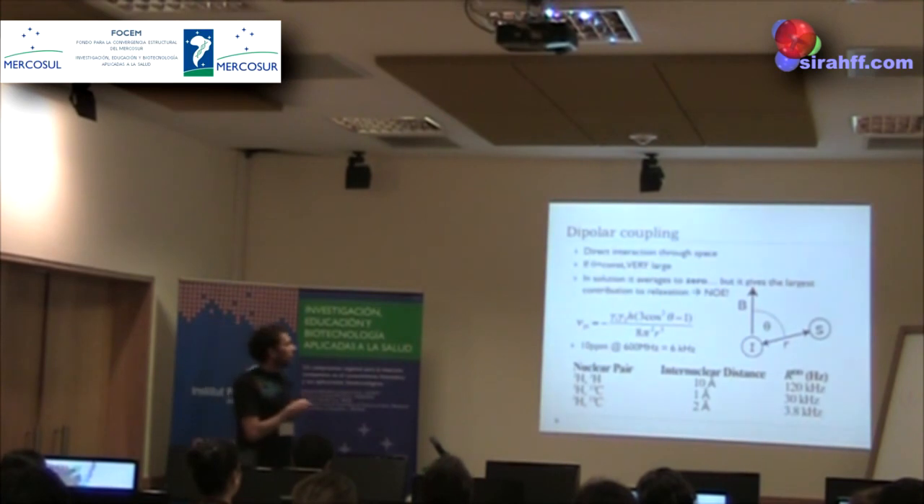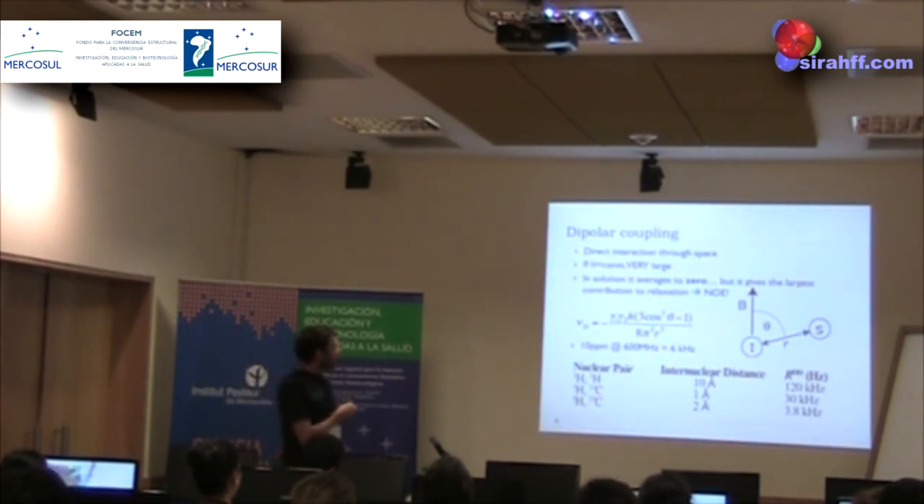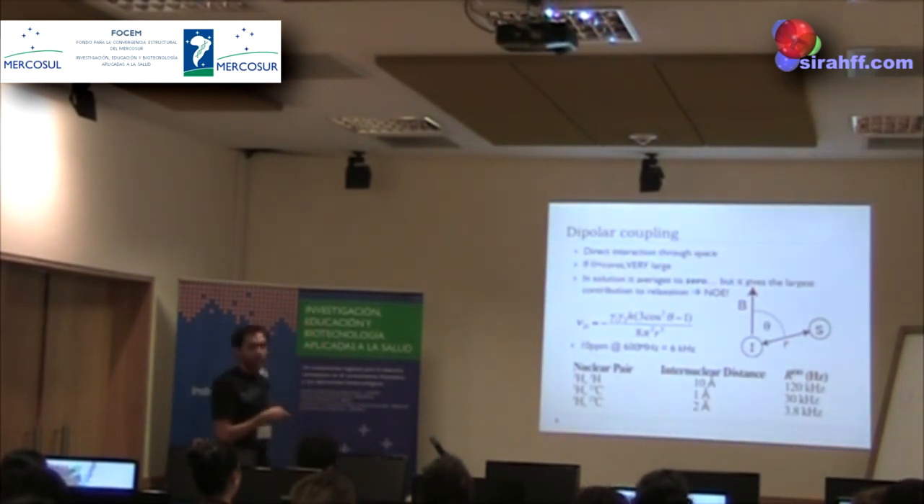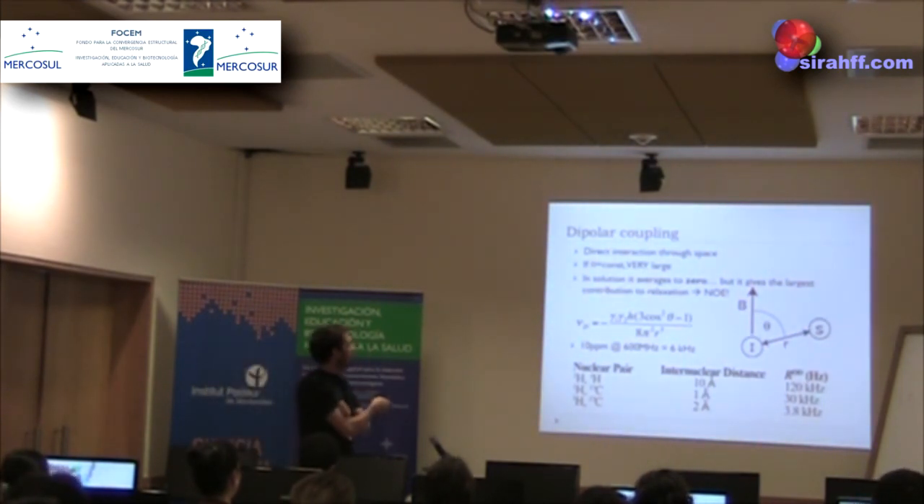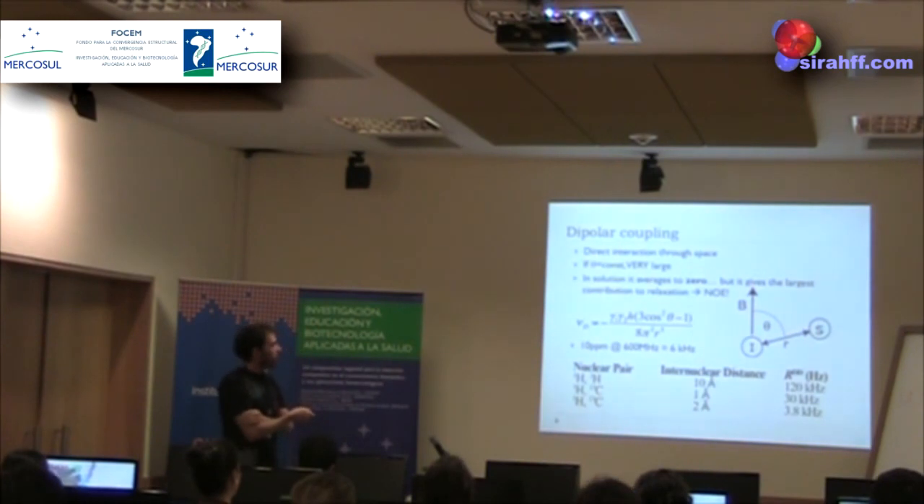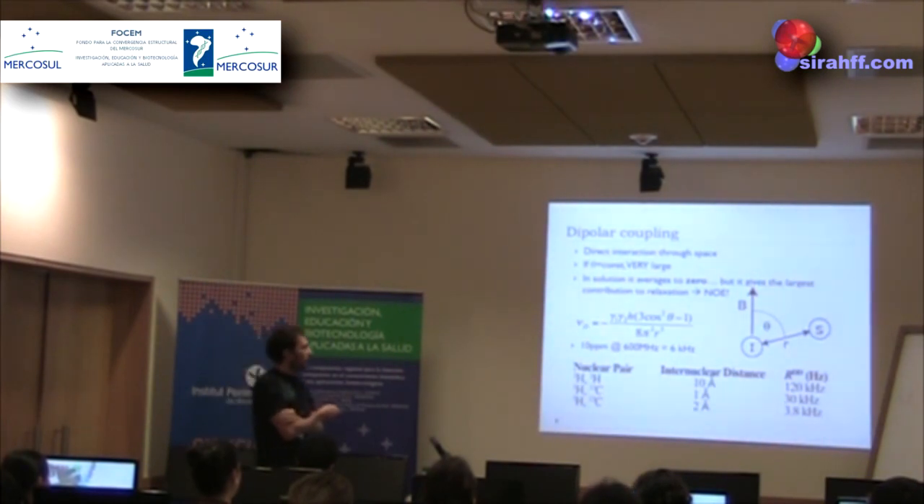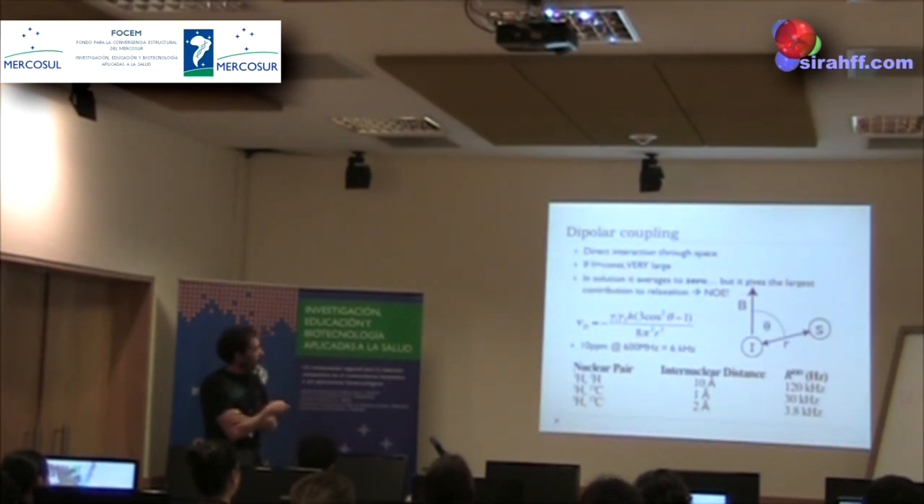The other kind of coupling we have is the dipolar coupling. This is a direct interaction through space. It's like two magnets meeting each other. It will depend on the angle between the vector that defines the distance between the two nuclei and the applied magnetic field. It has this dependence on the angle and the distance between the nuclei. And it can be very large.